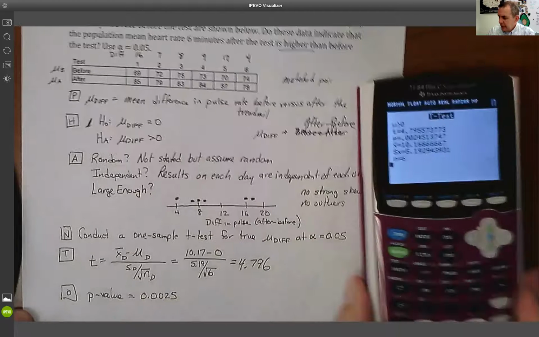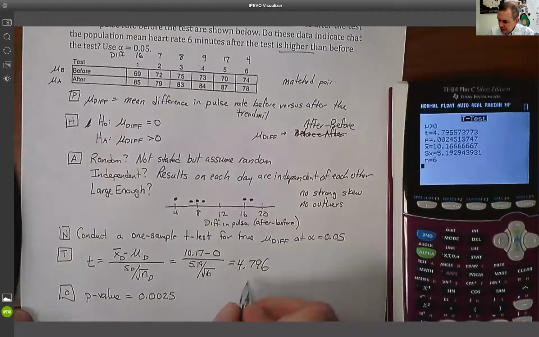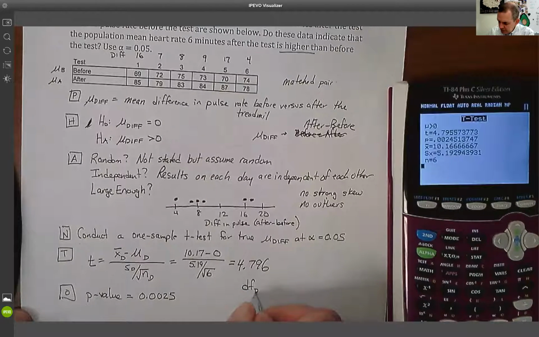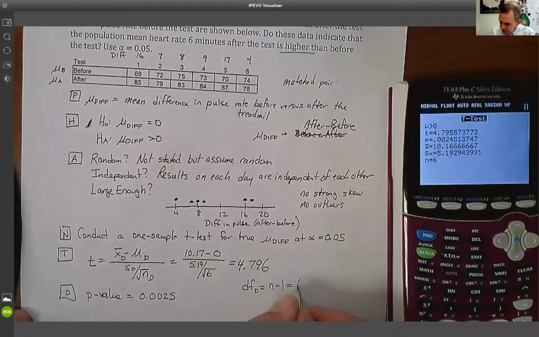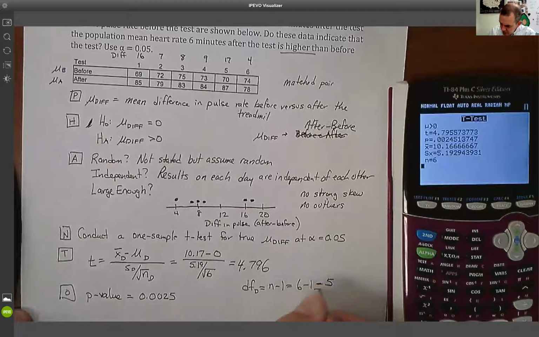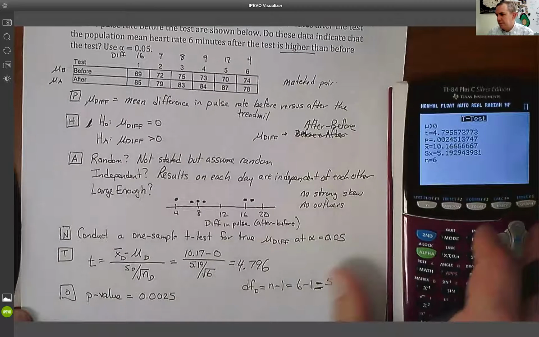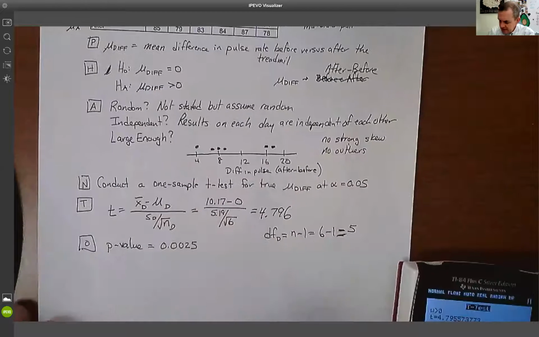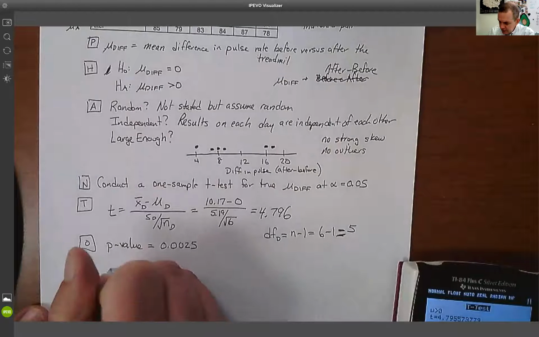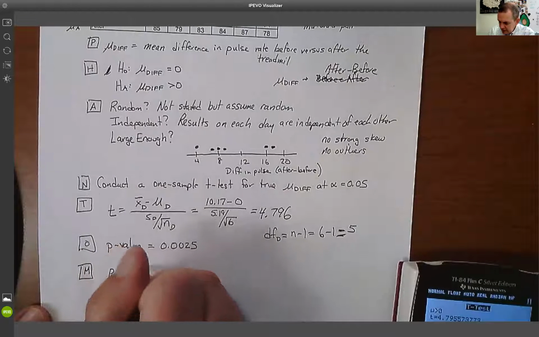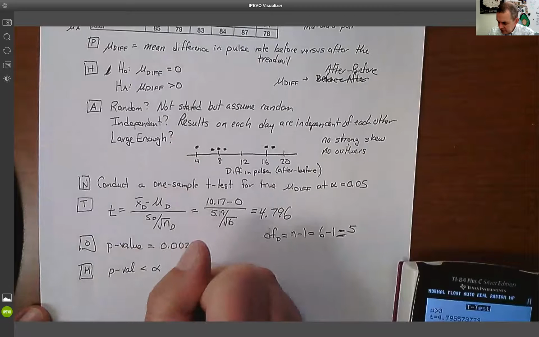of 0.0025. And the one thing it does not have on here that we need to put down is that the degrees of freedom of the difference are going to be n-1. So it's 6 minus 1, it's 5. So it's telling me that these degrees of freedom 5 give me that p-value. I'm going to make my decision. Since my p-value is less than my alpha, this is a reject the null situation.